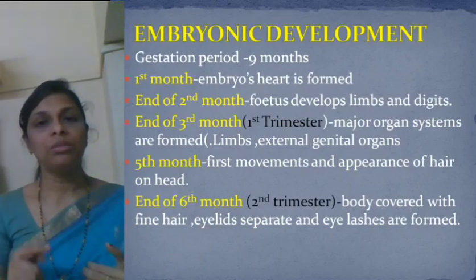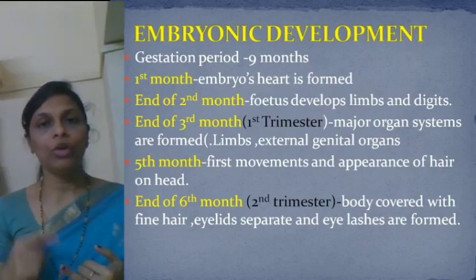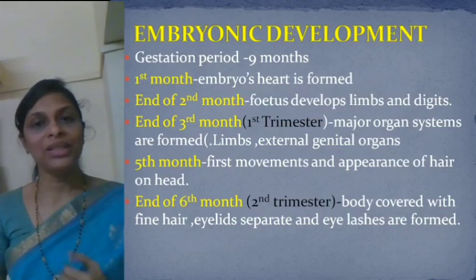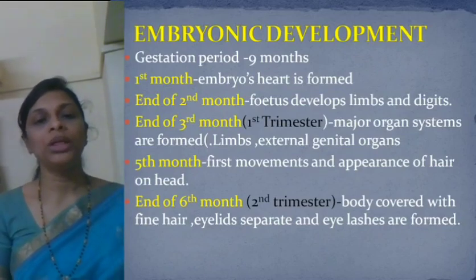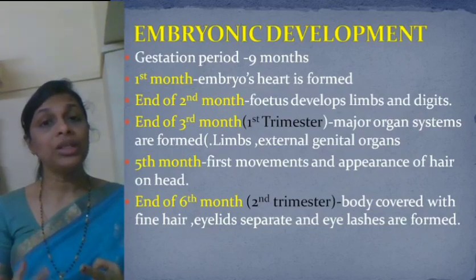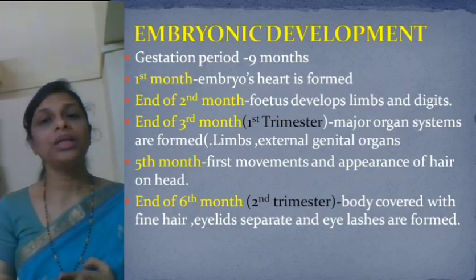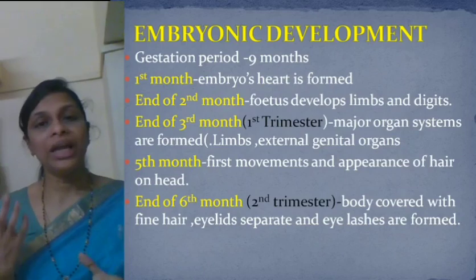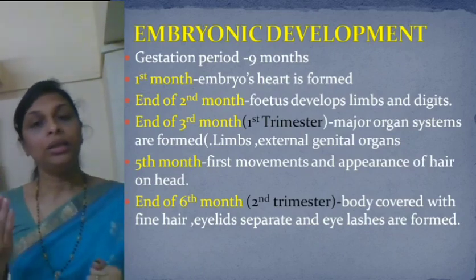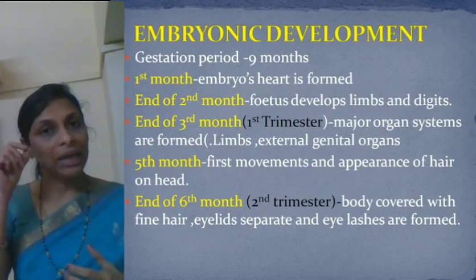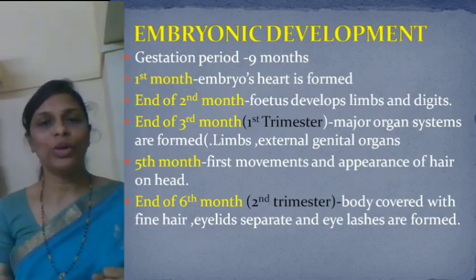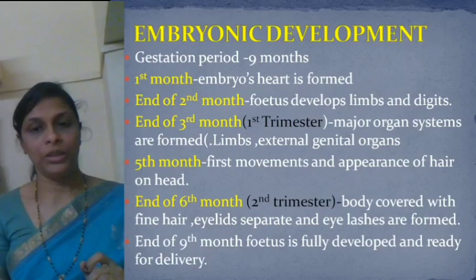So first month, what happens? The baby's heart will be formed. By the end of the second month, limbs and digits will be formed. By the end of the third month, the major organ systems will be formed. Then by the end of the fifth month, the first movement of the baby appears, and fine hairs appear on the head. By the end of the sixth month, the body will be covered with fine hairs, the eyelids separate, and eyelashes will also be formed.